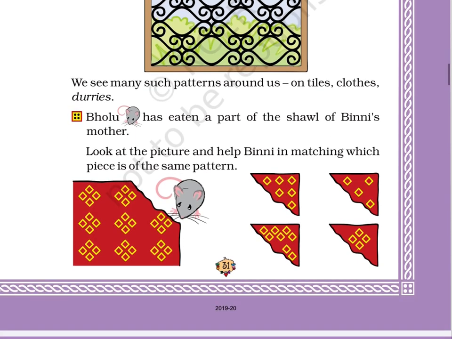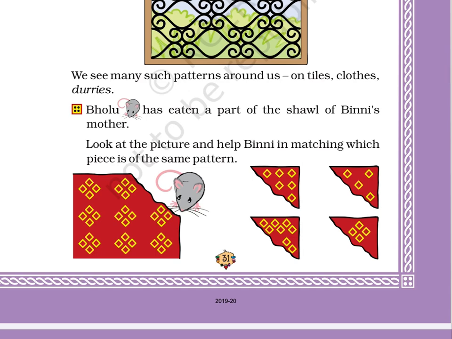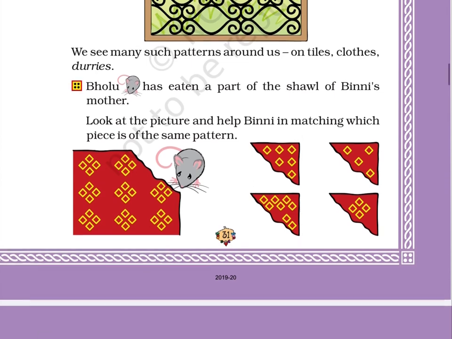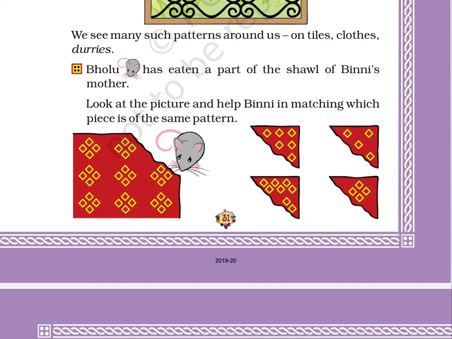Question 1. Bholu rat has eaten a part of the shawl of Binny's mother. Look at the picture and help Binny in matching which piece is of the same pattern. This picture shows a red shawl with a pattern of big diamond made of 4 small yellow squares, eaten by a rat from one corner. On the right side of the shawl, 4 corner pieces with different pattern are shown as options to choose the right answer. First corner piece has small yellow pieces arranged in rows.